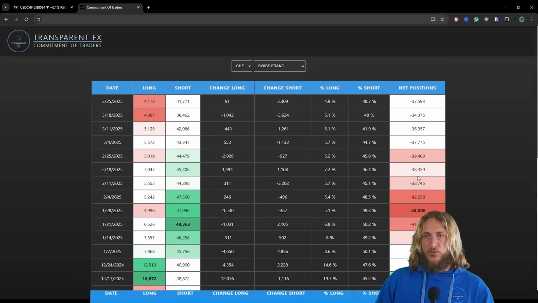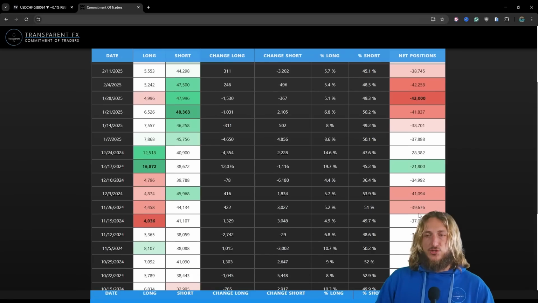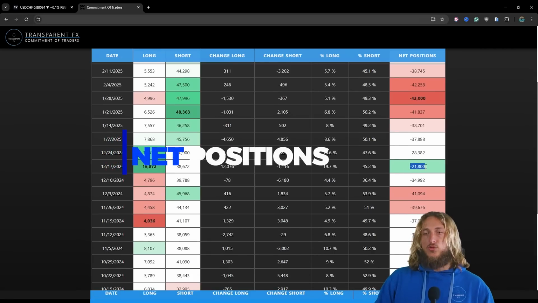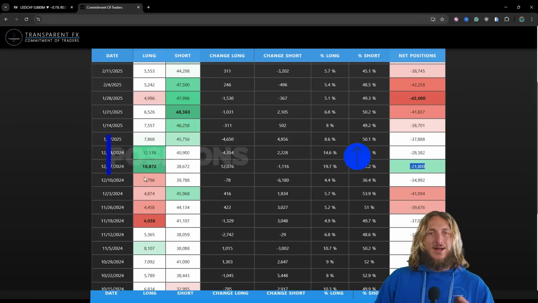So if, for example, we start seeing that net positions get increased. So we went from minus 39K to minus 21K net positions, which essentially means that institutions are adding their longs, going from 4,000 longs to 16,000 longs, and decreasing their shorts from 45K shorts to 38K shorts.